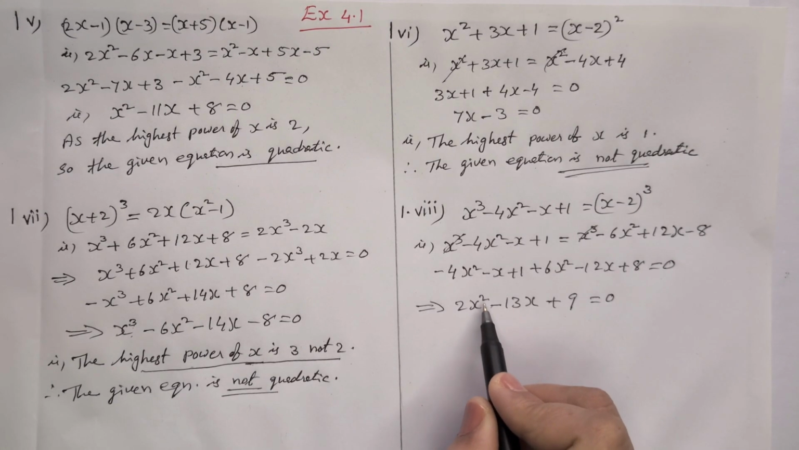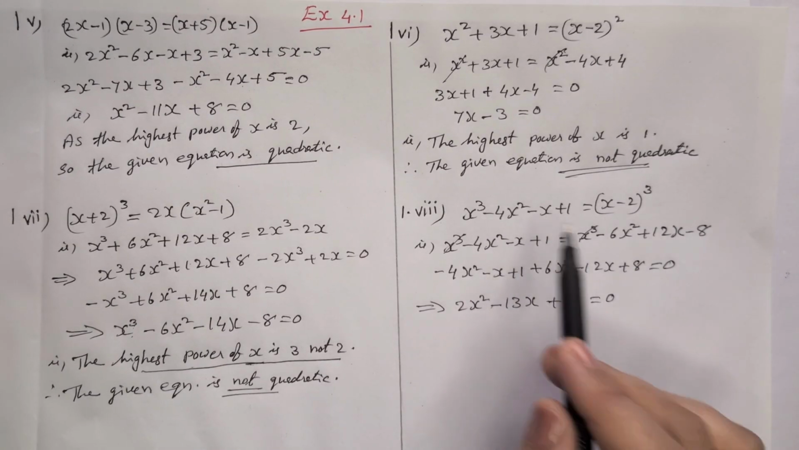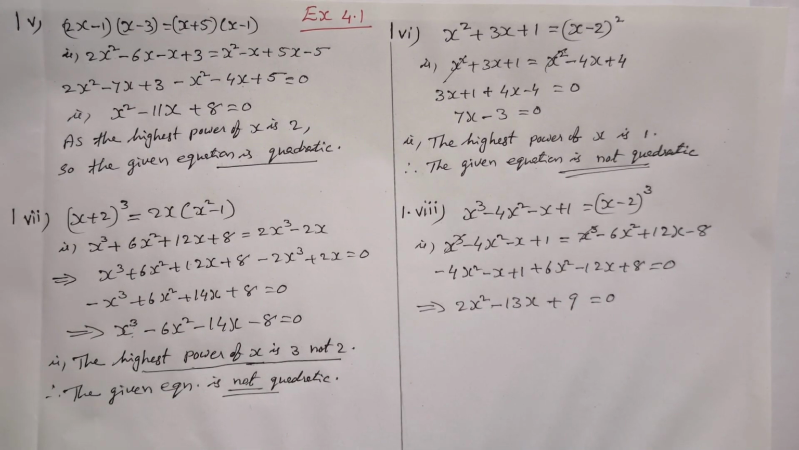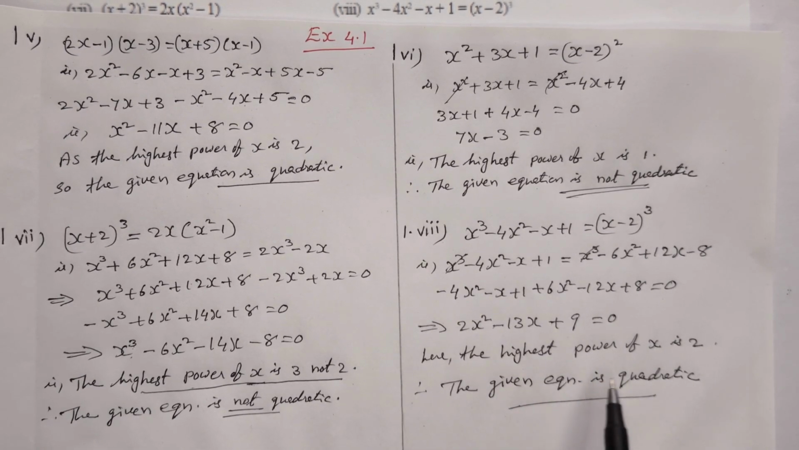Here the highest power of h is 2. Therefore, this is quadratic. The given equation is quadratic. So we can write here the highest power of h is 2. Therefore, the given equation is quadratic.